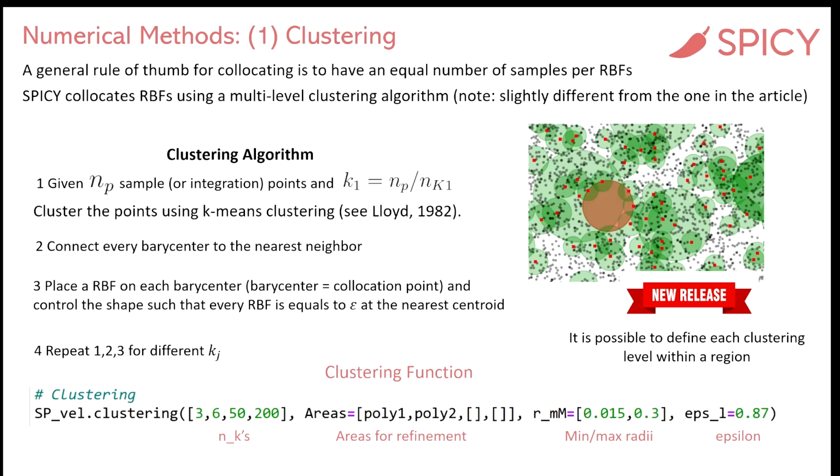So in this case, each basis will have a value of 0.87 at its nearest barycenter, at its nearest colleague, let's say. This might look like a large number, but in fact it's not, and it's a good number. You do want to have the bases to talk to each other, to overlap each other sufficiently, let's say, to ensure a good reconstruction.